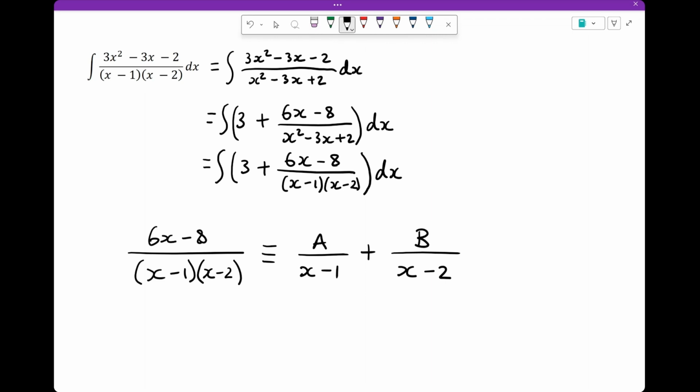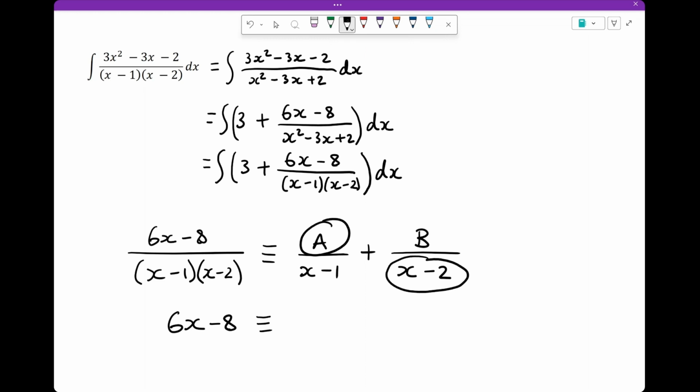Then our next step is to add the fractions on the right hand side using a common denominator. However, we do know we're going to end up comparing our numerators, so I'm going to take my numerator on the left hand side, the 6x subtract 8, and write it here, and write that it's identical to. And what we just need to think about is what are we going to multiply the A by and what are we going to multiply the B by in the process of getting our common denominator. Well, our A is going to end up being multiplied by the x subtract 2.